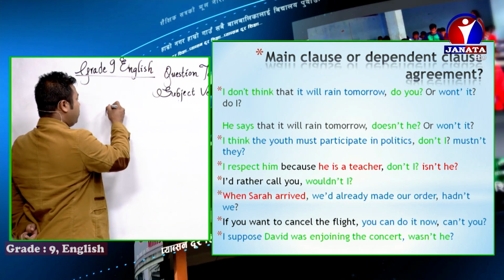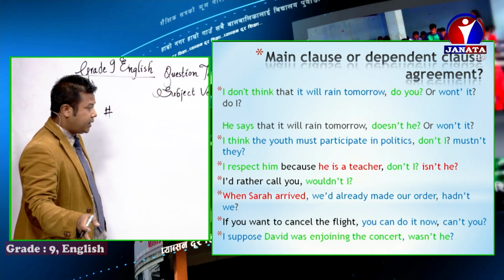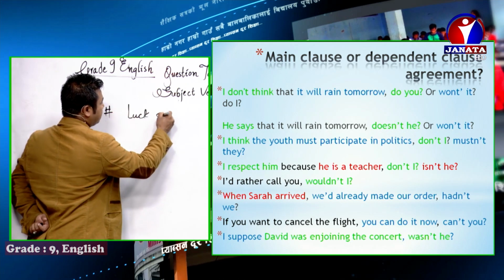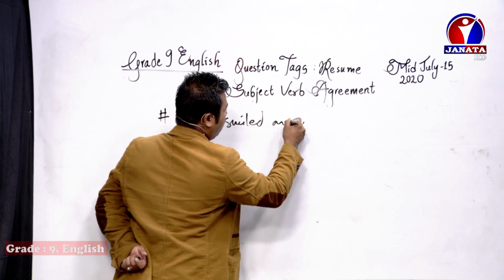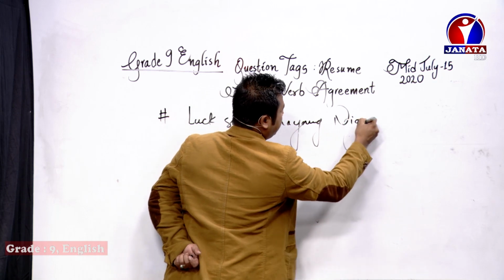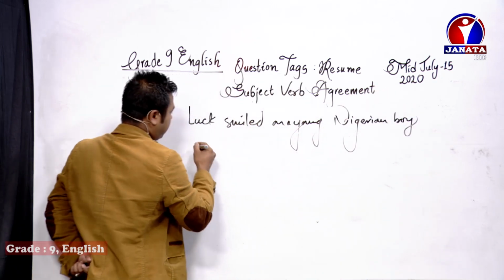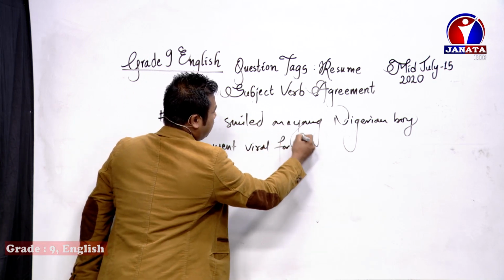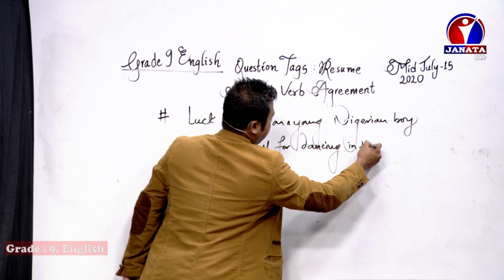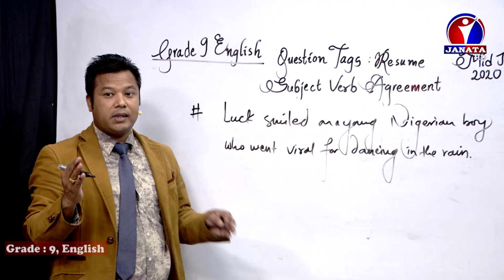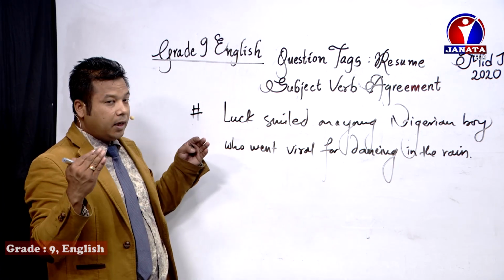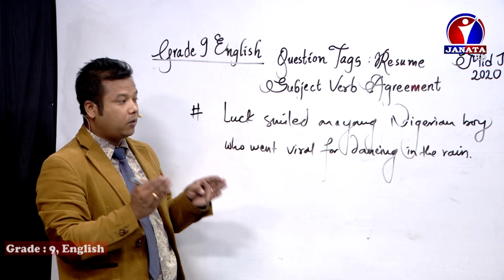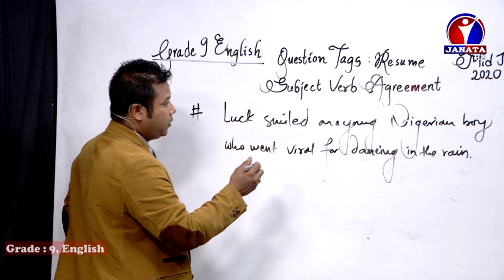I will put that here, okay, and we'll discuss with that, and then we'll go to the examples that I've brought here for you people. So the sentence was, okay, this. Luck smiled on a young Nigerian boy, okay, who went viral for dancing in the rain. This was one interesting topic that I caught. I was reading this. Now, interesting because the boy was really lucky enough. He got the scholarship afterwards, belonging from a poor community. He got the scholarship with this particular video. But here I brought this, okay, to make you understand the nature of sentences.